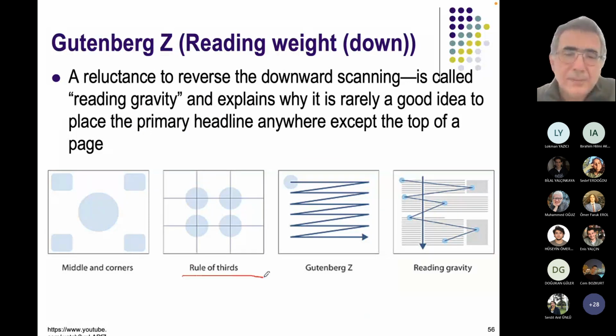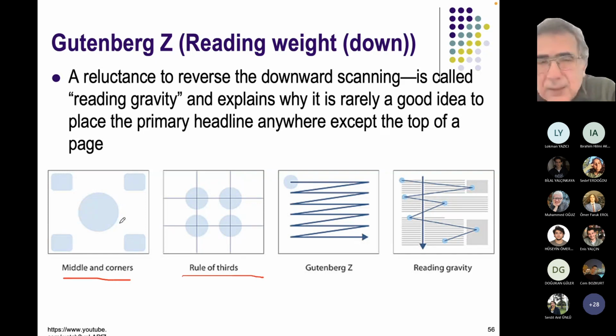This is rule of thirds, again 1-3. You can focus on middle and corners, and this is one balance, this is the second balance, and this is what Gutenberg's Z pattern is, and there is the reading gravity principle here. So as we read from the top and go down. This is how we look at the pages in Latin speaking, left to right alphabet using countries, going from top to bottom. That's how we observe the content. And the page content is actually organized using these principles.